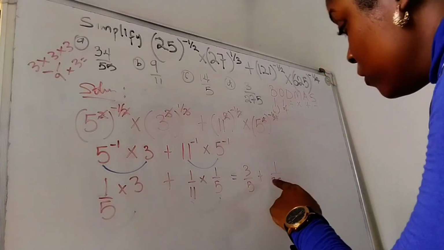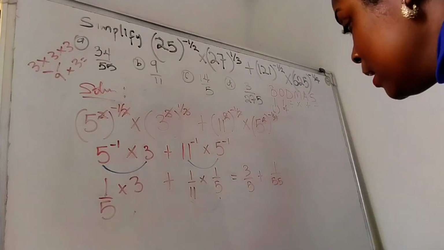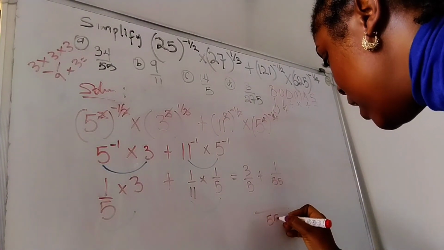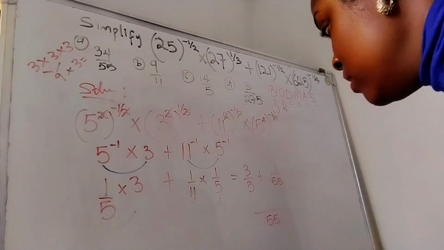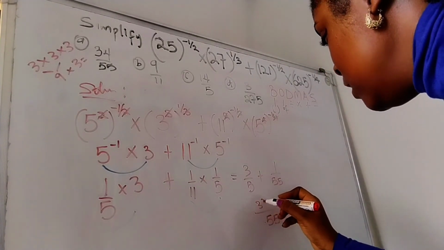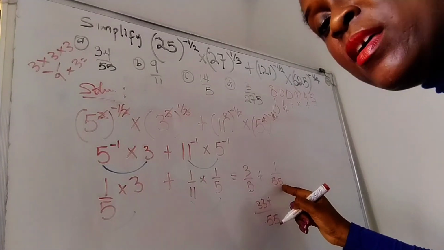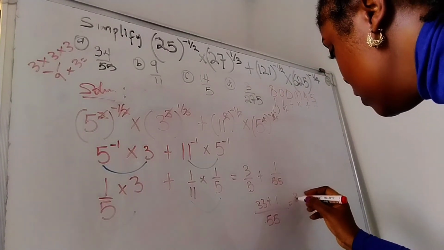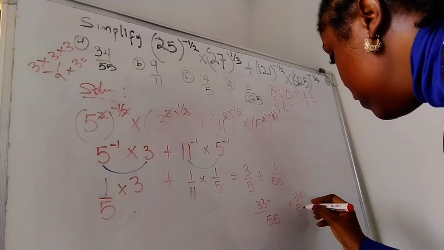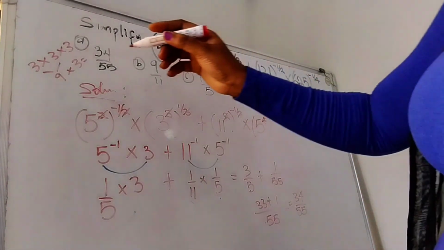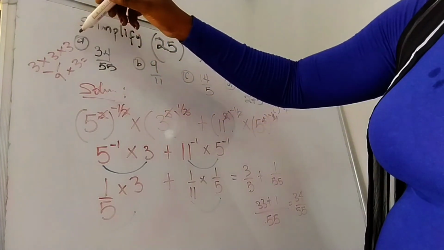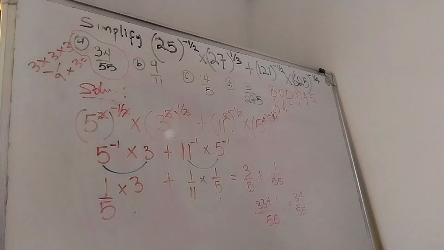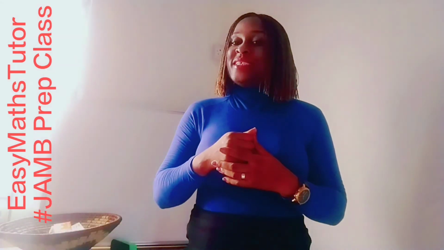11 times 5 gives us 55, right? So the LCM of this is 55. 55 divided by 5 is 11, times 3 is 33. 55 divided by 55 is 1, times 1. So our answer will be 34 over 55. If you look here, I can see the answer popping up already. Our answer is A.